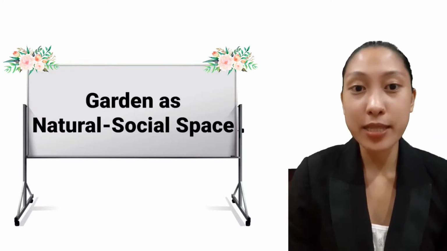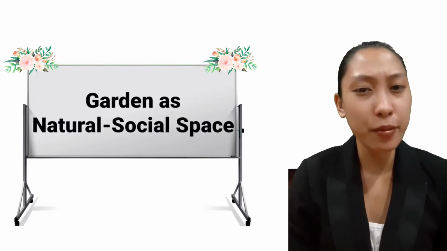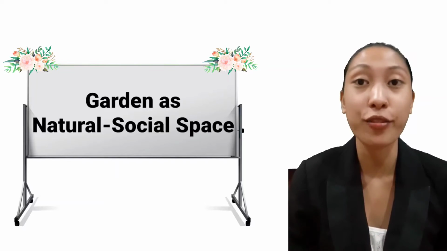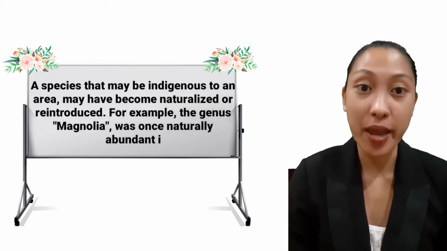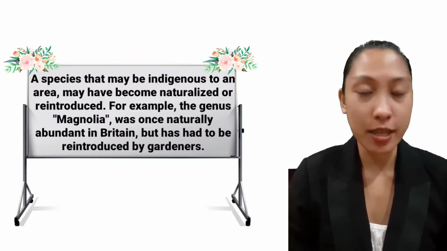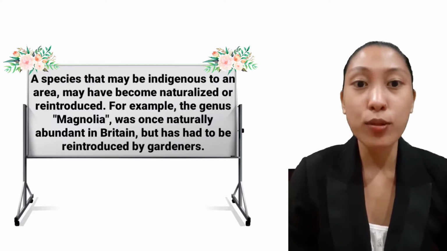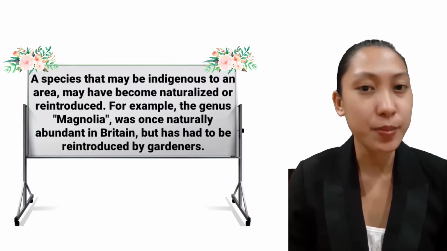Conversely, a self-seeded plant may have been overlooked by a gardener or may have been deliberately left in situ as part of the design. A species that may be indigenous to an area may have become naturalized or reintroduced. For example, the genus Magnolia was once naturally abundant in Britain but has had to be reintroduced by gardeners.